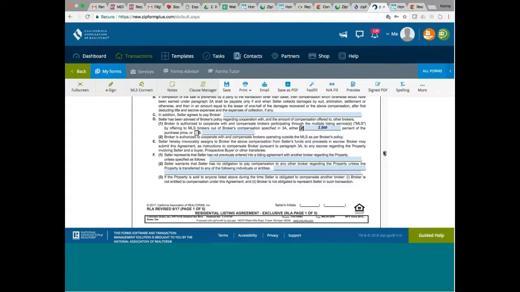And then on E, it says seller hereby irrevocably assigns to broker the above compensation from seller's funds and proceeds in escrow. Broker may submit this agreement as instruction to compensate broker pursuant to paragraph 3A to any escrow regarding the property involving seller and a buyer, prospective buyer, or other transferee. What that means is, if a seller is entitled to liquidated damages, this agreement entitles the broker to get 50%.